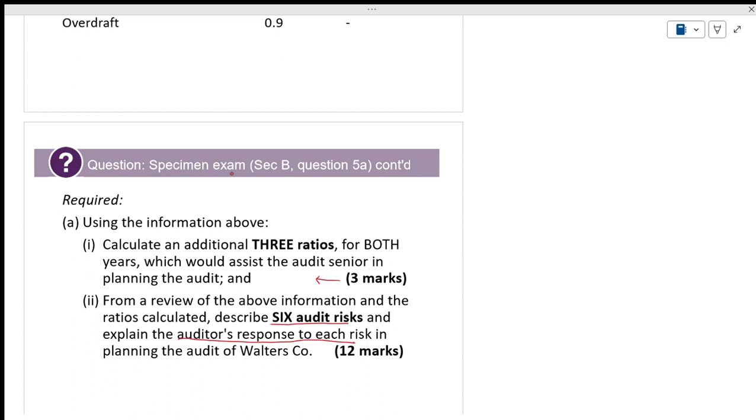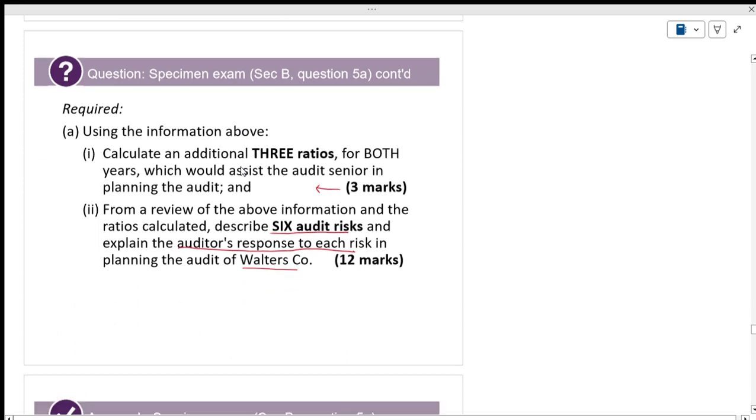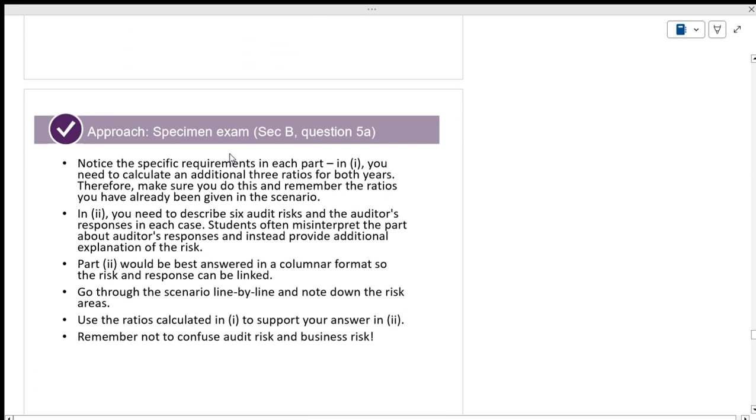They are asking you to identify 6 risks and explain the audit response to each risk in the planning of the audit of Walters Limited. For our understanding, they gave some instructions to us. Notice the specific requirements in each part. You need to calculate additional 3 ratios for both the years. Therefore, make sure that you do this, and remember the ratios you have already been given in the scenario.